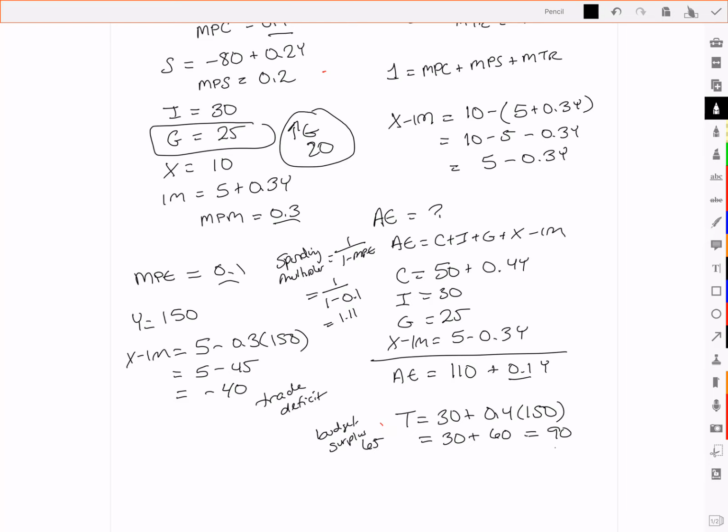So what does that tell us if the government decides to increase spending by 20 bucks? Well, this is an increase in autonomous spending. And when you increase autonomous spending, it has a ripple or multiplicative effect. So the government spends 20 bucks, and the impact it has on the economy is 20 times 1.11. And so $20 of government spending increases national income by $22.20. So government spends 20 bucks, national income increases by about $22.